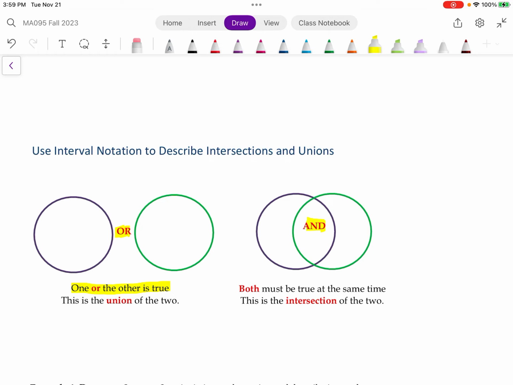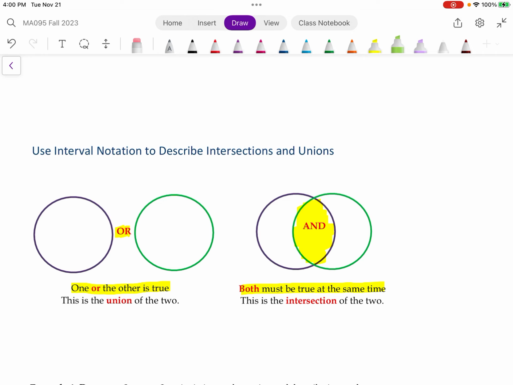All right, so that is called a union. And so they don't need to overlap. They just need to both exist. Okay, so they can be separate and they will both be true. This will make more sense when we do inequalities. On the right over here, and is just a place where they overlap. So we're saying, where are they both true? Both must be true at the same time. This is called the intersection.